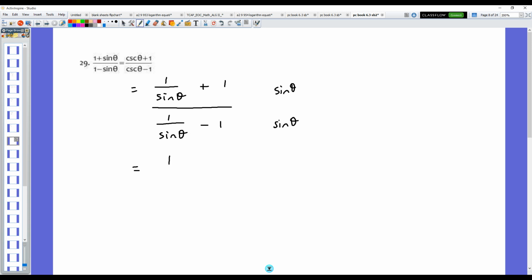Sine times the plus 1. Sine times the fraction cancels the sine. And sine times the negative 1. And that is the target in a hurry.